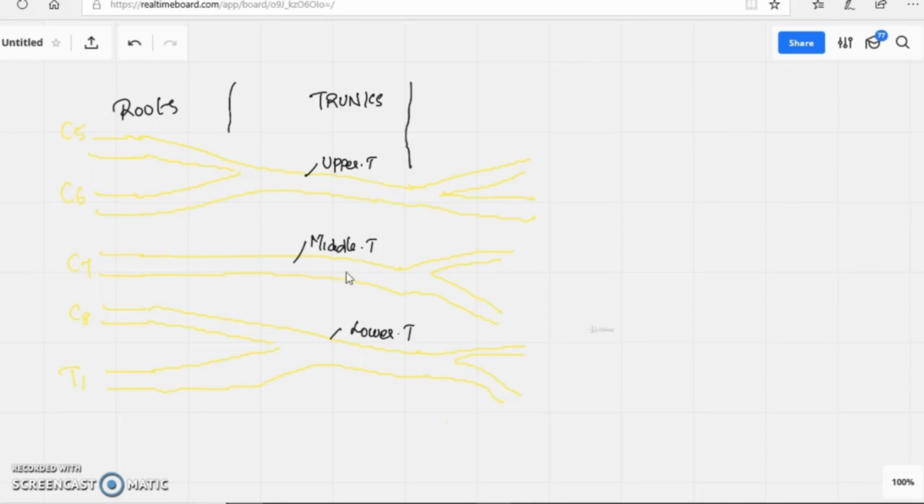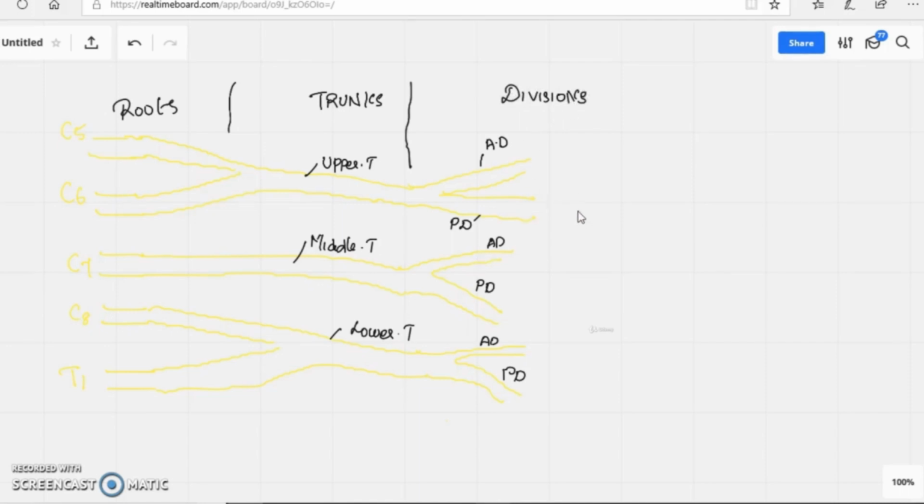So in this way we got 3 trunks, 5 roots, and each trunk is dividing into 2. One will be the anterior division, another one will be the posterior division. The same way in the middle trunk, and then we have the lower trunk also, with anterior and posterior divisions. So these are called divisions. Now we have to see how the cords are going to form.